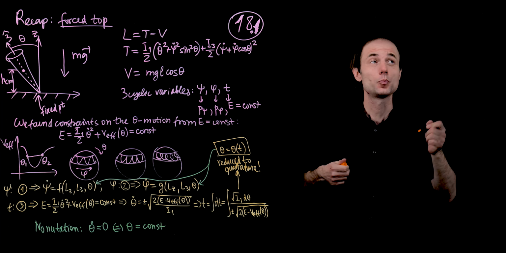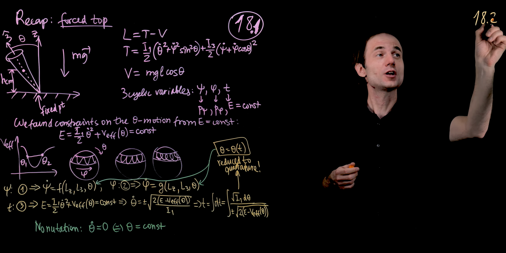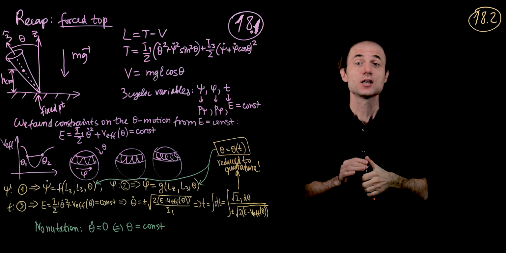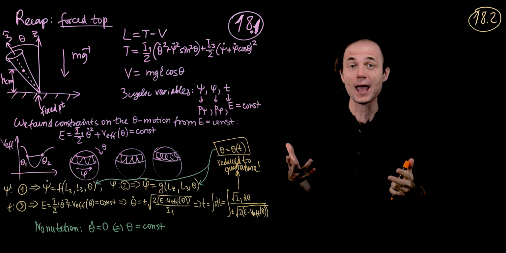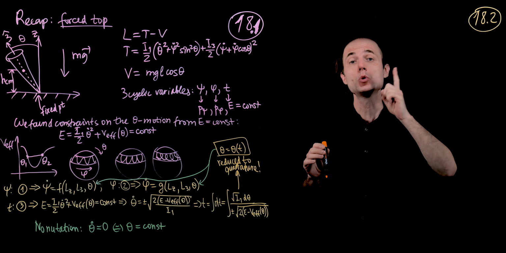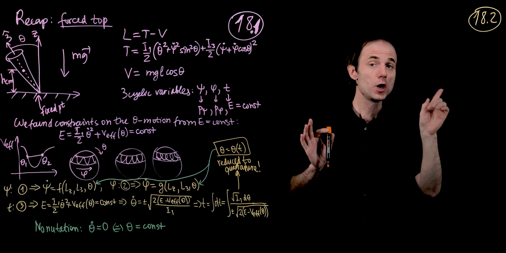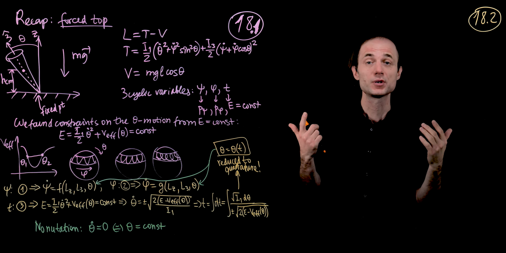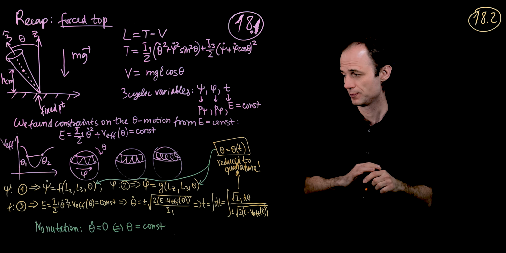Hi, and welcome to part 2 of lecture 18. Here, as advertised, we are going to look at pure precession. That is, there will be no nutation, there will be no changes in the theta angle. We're just going to be looking at how our forced top precesses in the phi direction.